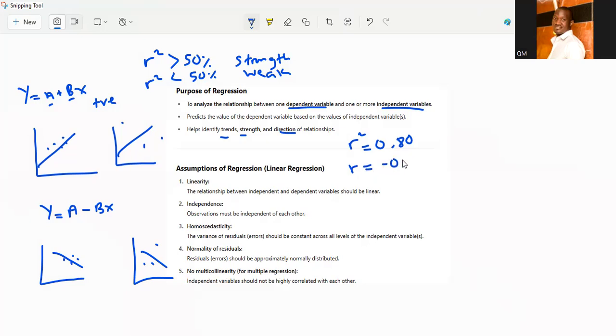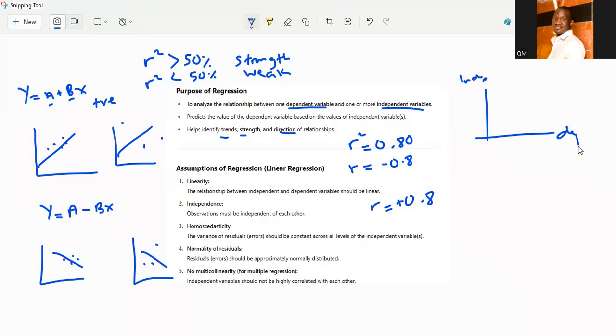It's either negative or positive. If your R is negative 0.8, it means a negative relationship. If your R is positive 0.8, it means a positive relationship. It means that by adding one value, it will increase the other. So you need to understand that regression is mainly about seeing how the independent variable affects the dependent variable. So this is the independent variable, and this is the dependent variable.